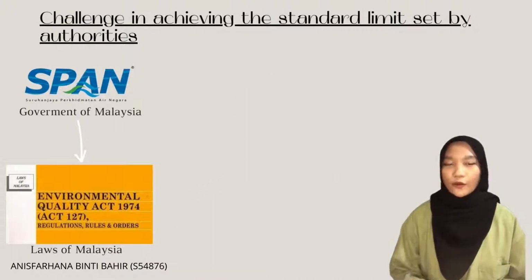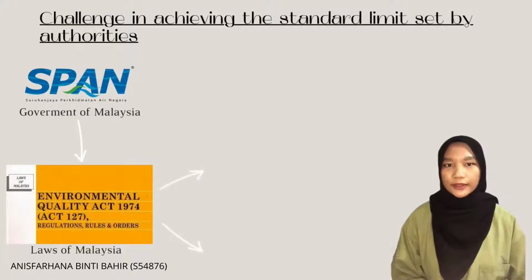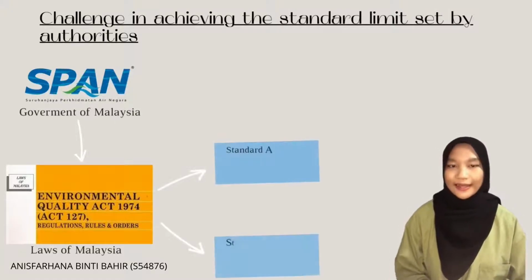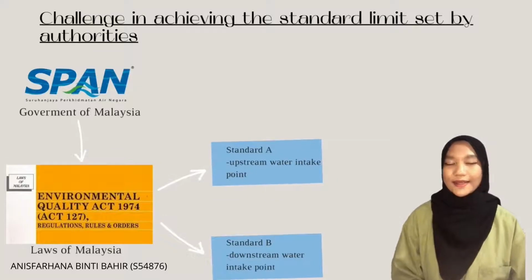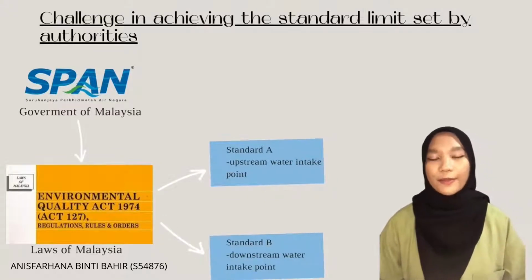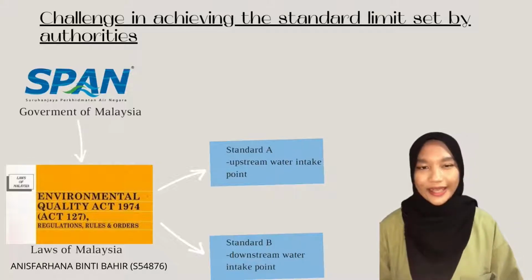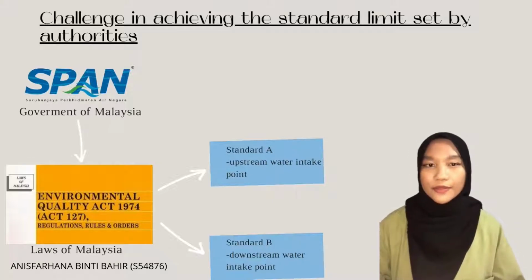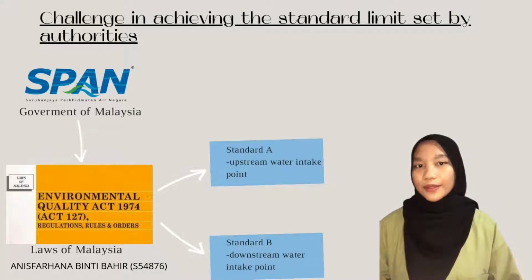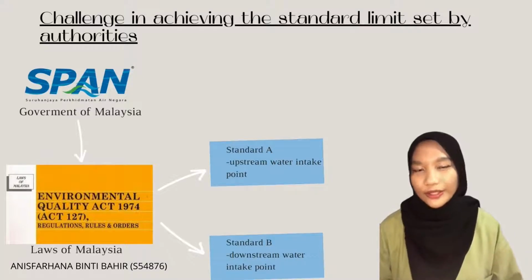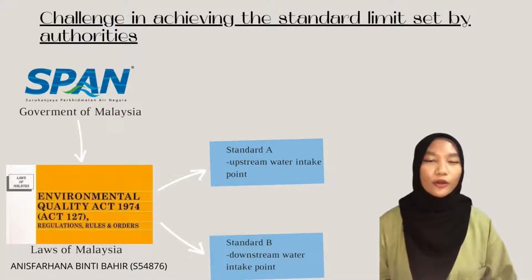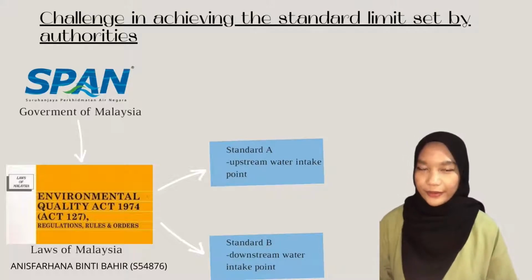The discharge of sewage must contain substances at a lower concentration than the limit for Standard A and Standard B. Standard A is applicable to discharge into any water within the catchment area, also known as the upstream area, while Standard B is applicable to discharge into inland water or Malaysian water, also known as the downstream area.